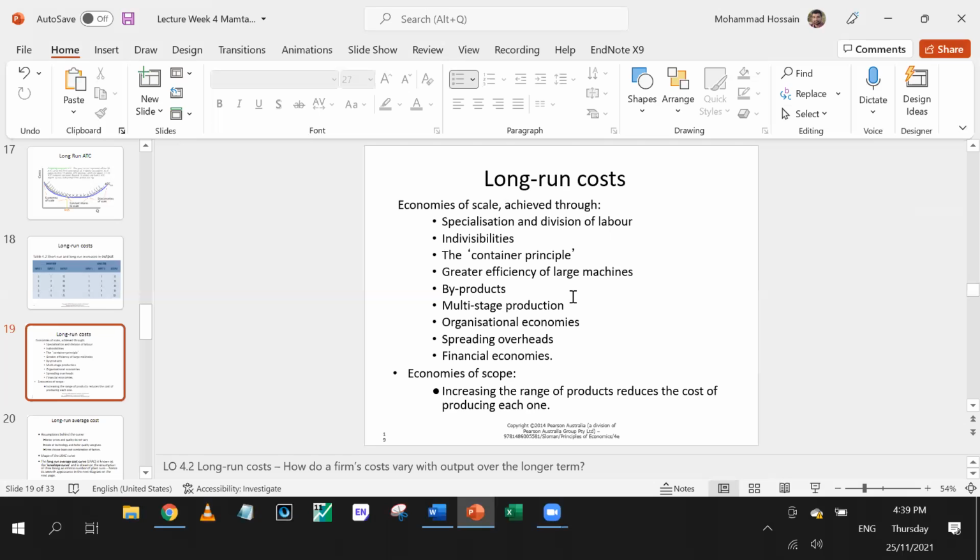Container principle: when you purchase an item, let's say, at minimum you have to purchase one container, for example. The small scale business cannot gain that type of benefit. The large scale business can gain this type of benefit because they have the ability to purchase one container, the minimum purchase, to get a specific discount rate.